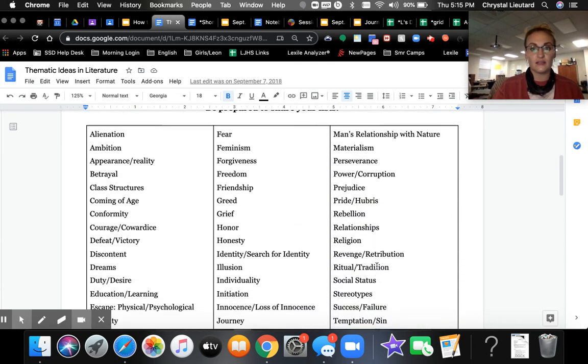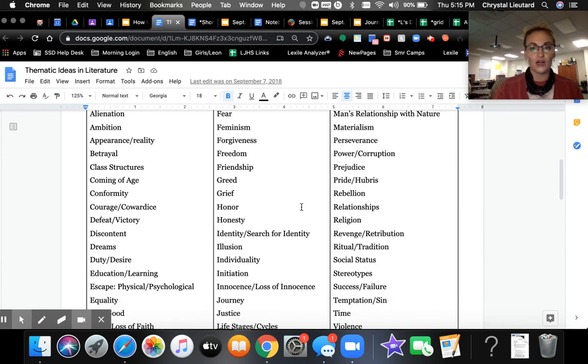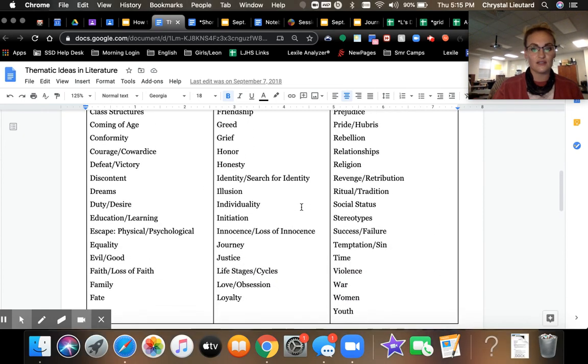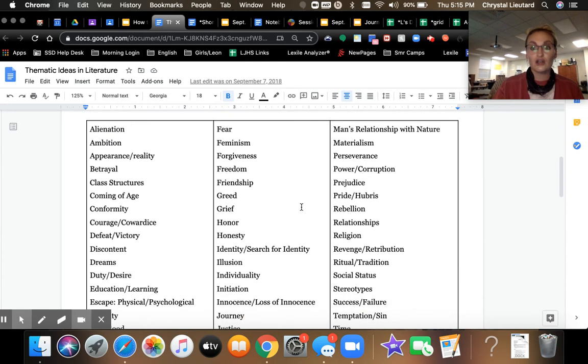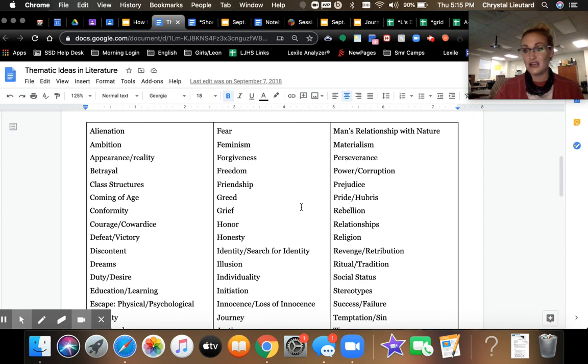So on this document is this big word bank of all these different abstract nouns and concepts that could be in a story. This isn't every single one that could ever exist, but this is a really good place to start. And so when you're trying to brainstorm some of the topics in a story, it can help to come here and look, okay, is there rebellion in Finding Nemo? Yeah, a little. Is there prejudice? Some. That one doesn't seem very strong. So that's what I would do.